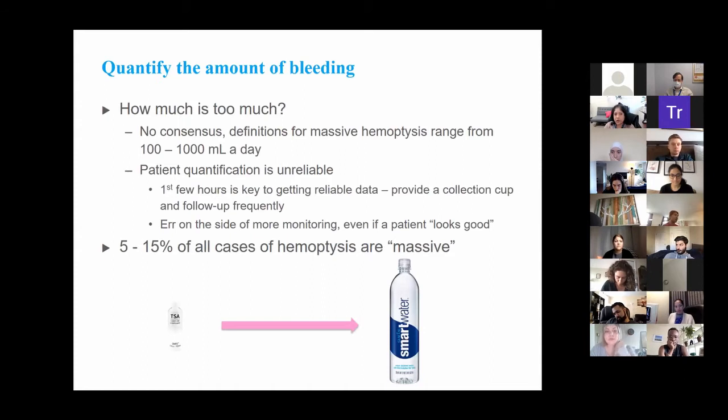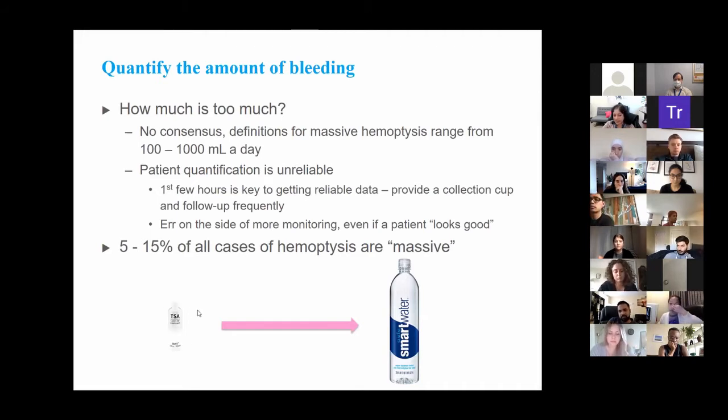So the first thing is quantifying the amount of bleeding. How much is too much? And what is really meant by life-threatening bleed? How do we know that? Unfortunately, there is no clear answer. There's no consensus. When you look in all of the studies, what is defined as massive hemoptysis ranges anywhere from 100 cc's to a liter a day.